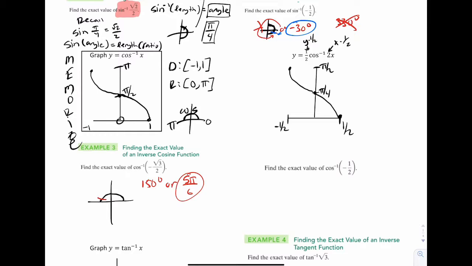Both are fine. So for the next one, cosine inverse of -1/2. Let's put our circle. -1/2 is right there. That angle would be 2 pi over 3. Done.